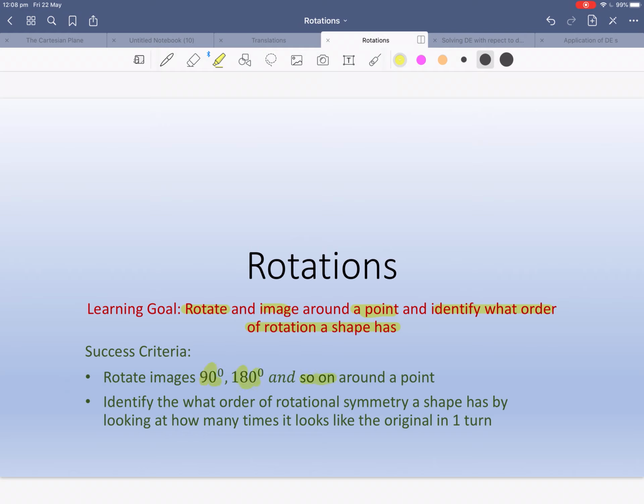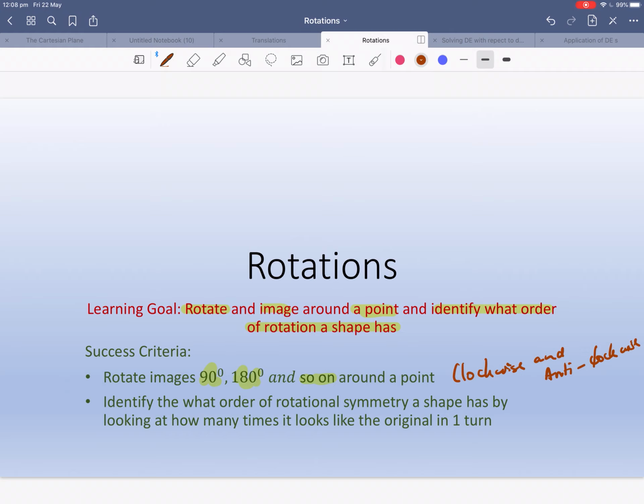So it's not just those two around the point. And I want to add to that, it goes clockwise and anti-clockwise. So clockwise and anti-clockwise, all right?